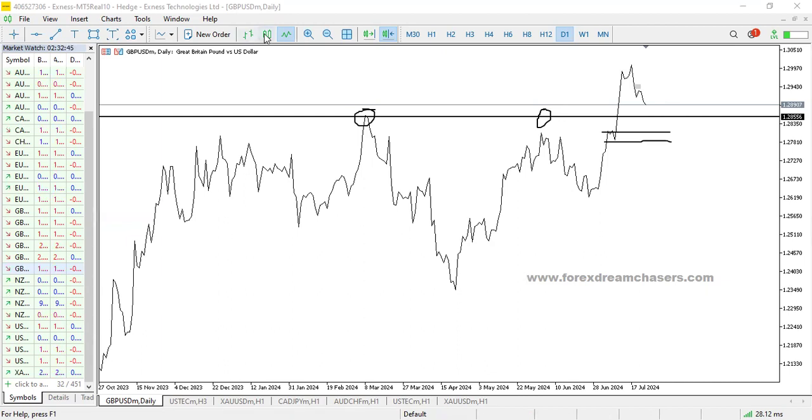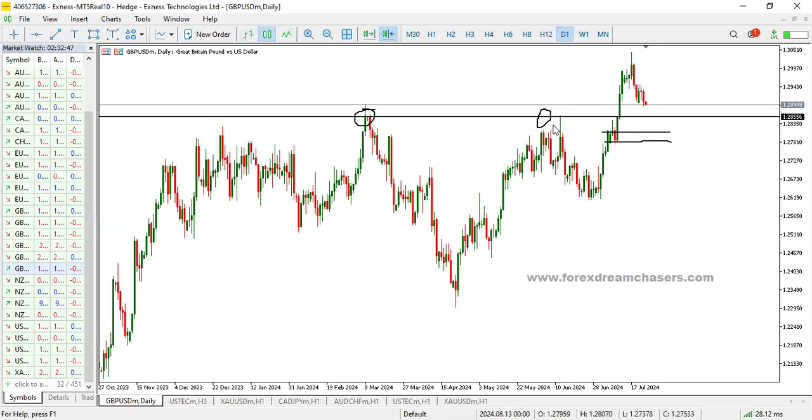Excuse me, let me go back to the line chart. Here is the continuation pattern, two touches on the resistance. The market is coming down now on the time frame, towards the broken resistance. They're going to test the broken resistance as support.